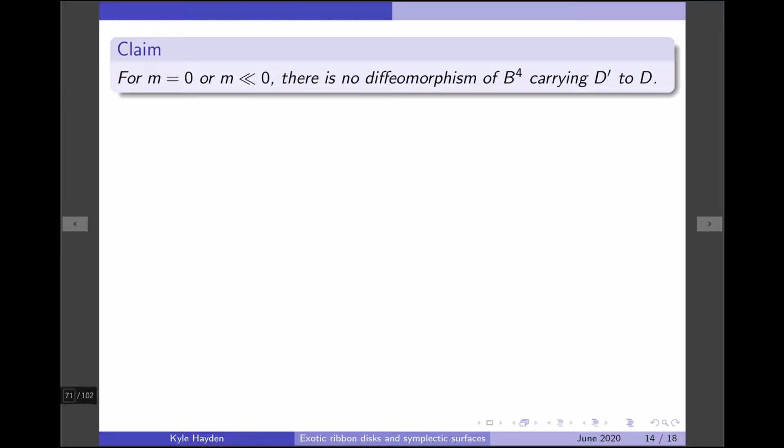So how do we actually go ahead and distinguish these disks? What we'll say is that for m equals 0, which is just the original knot K, and for m large and sufficiently negative, we'll show that there's no diffeomorphism of the 4-ball carrying D prime onto D at all. And I want to point out that the statement is almost surely true for all m less than or equal to 0, but the argument that we'll give only applies for m equals 0 and then large negative m. And so I'm going to outline what the strategy here is.